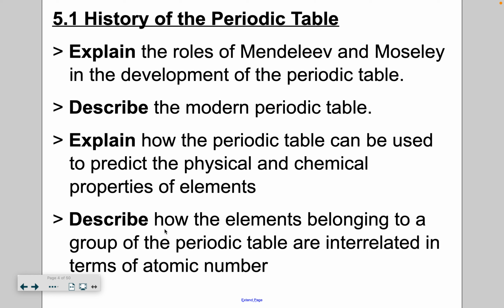So I'm going to talk about Dmitri Mendeleev and Moseley and how they helped contribute to the development of the periodic table that we know today, describe the modern periodic table, discuss how it's useful, how it's been used to predict physical as well as chemical properties of elements, and then finally talk a little bit about how it's arranged by increase in atomic number, right? And how does that relate to the periodic table?